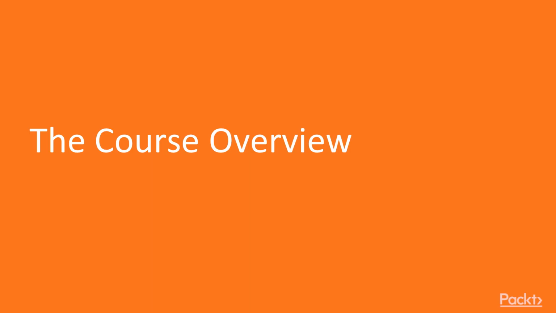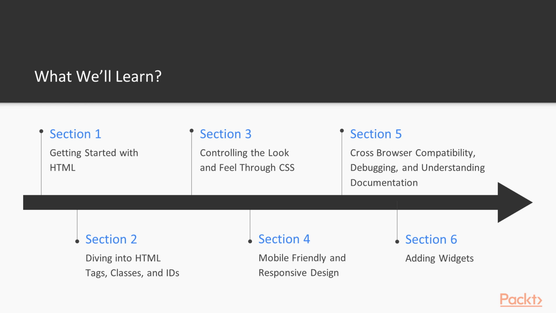So let's get down to the course overview. So here are the things we're going to learn. There's 6 sections in this course. The first section is going to be kind of a getting started, just learning about software development, learning about the basics, and kind of touching on how to move forward in this learning process. Section 2, we're going to dive into what HTML tags are, what classes and what IDs are. It's really going to break down the basic structure of what is HTML and CSS.